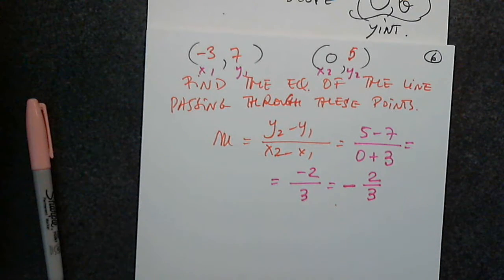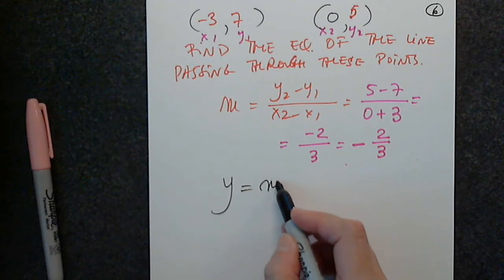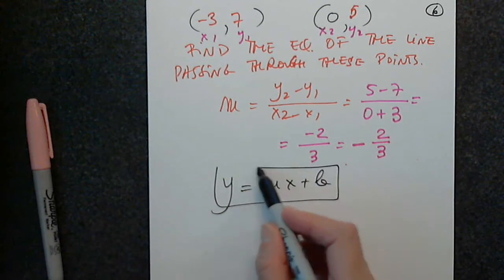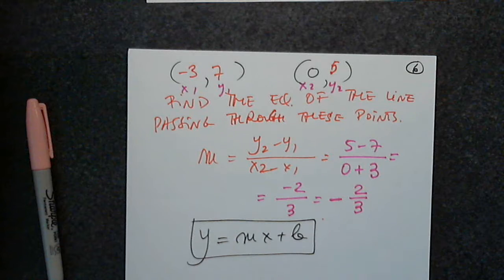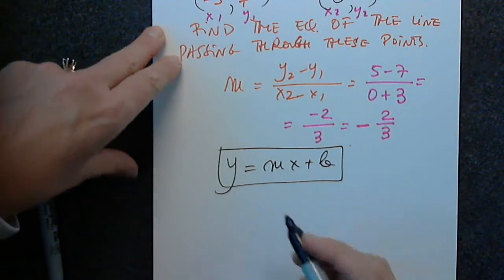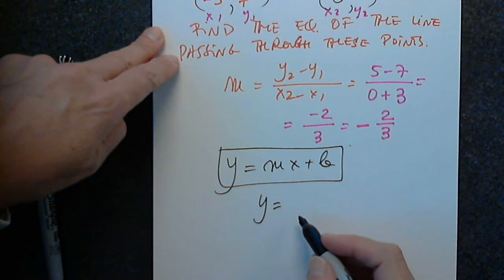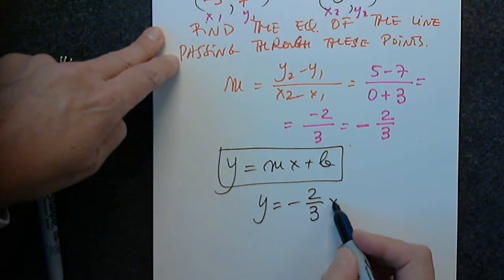I have everything I need to use y equals mx plus b. Why? Because we do or we do not have the y-intercept. If you say we do have the y-intercept, then we can use this. If you say we don't have the y-intercept, then we cannot use this. Do we have the y-intercept? Yes. 0, comma, a number is the y-intercept. Very good. So then, can anyone dictate the equation? Y equals? Very good. Negative 2/3 x.